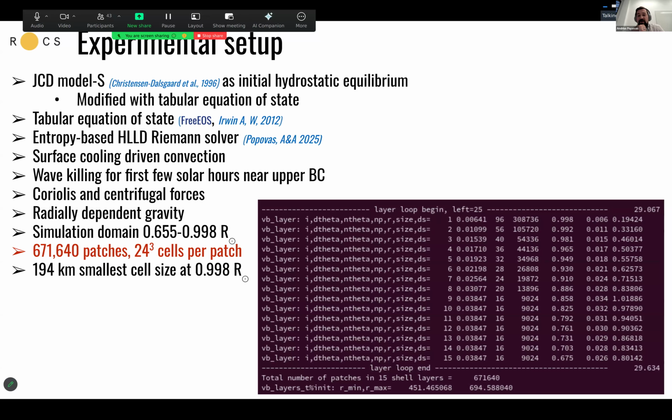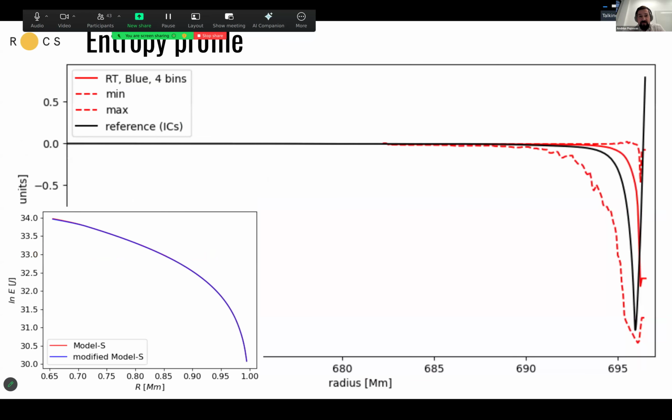The simulation domain I will be showing is between 0.65 and 99.8% of the solar radius. It will include 671,000 patches, with 24 cubed cells per patch. That leads to a cell size of slightly less than 200 kilometers at the surface. And that's why entropy is so lovely.